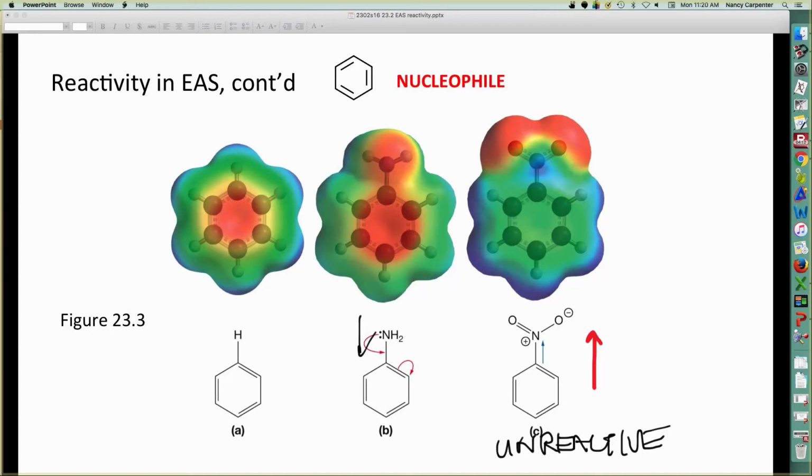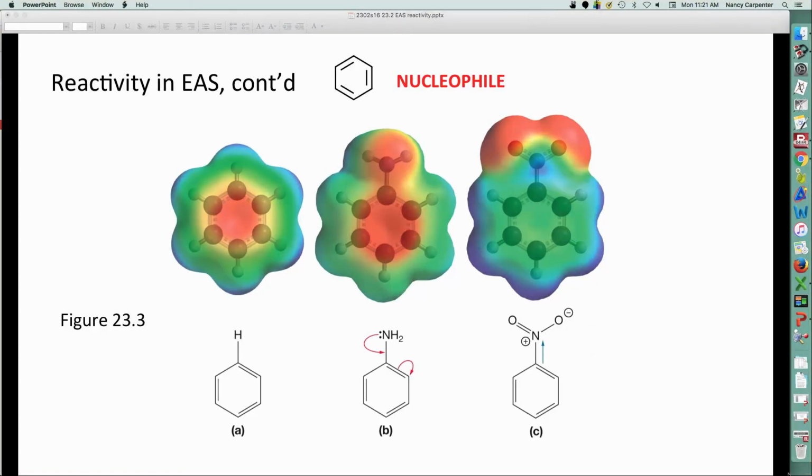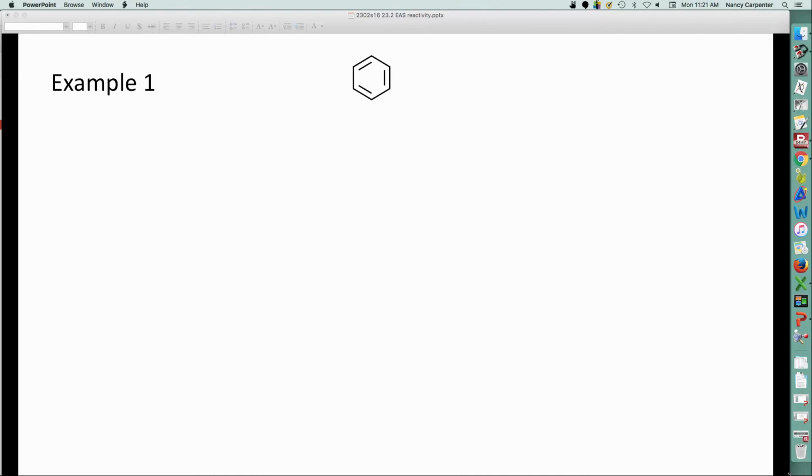Electron donating groups increase the reactivity of an aromatic ring. So we can illustrate that in a couple of examples. So benzene, remember, aromatic ring is our nucleophile. It's always our nucleophile.